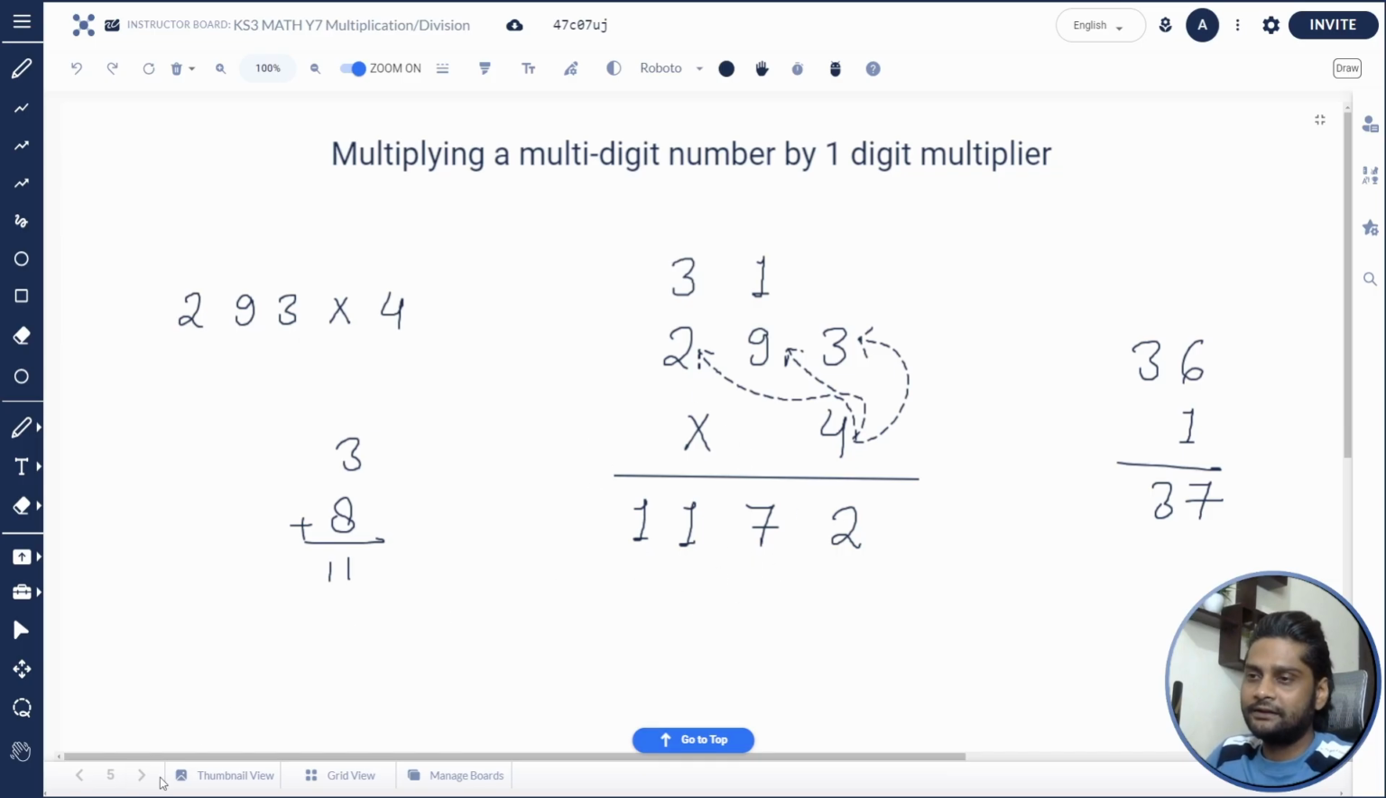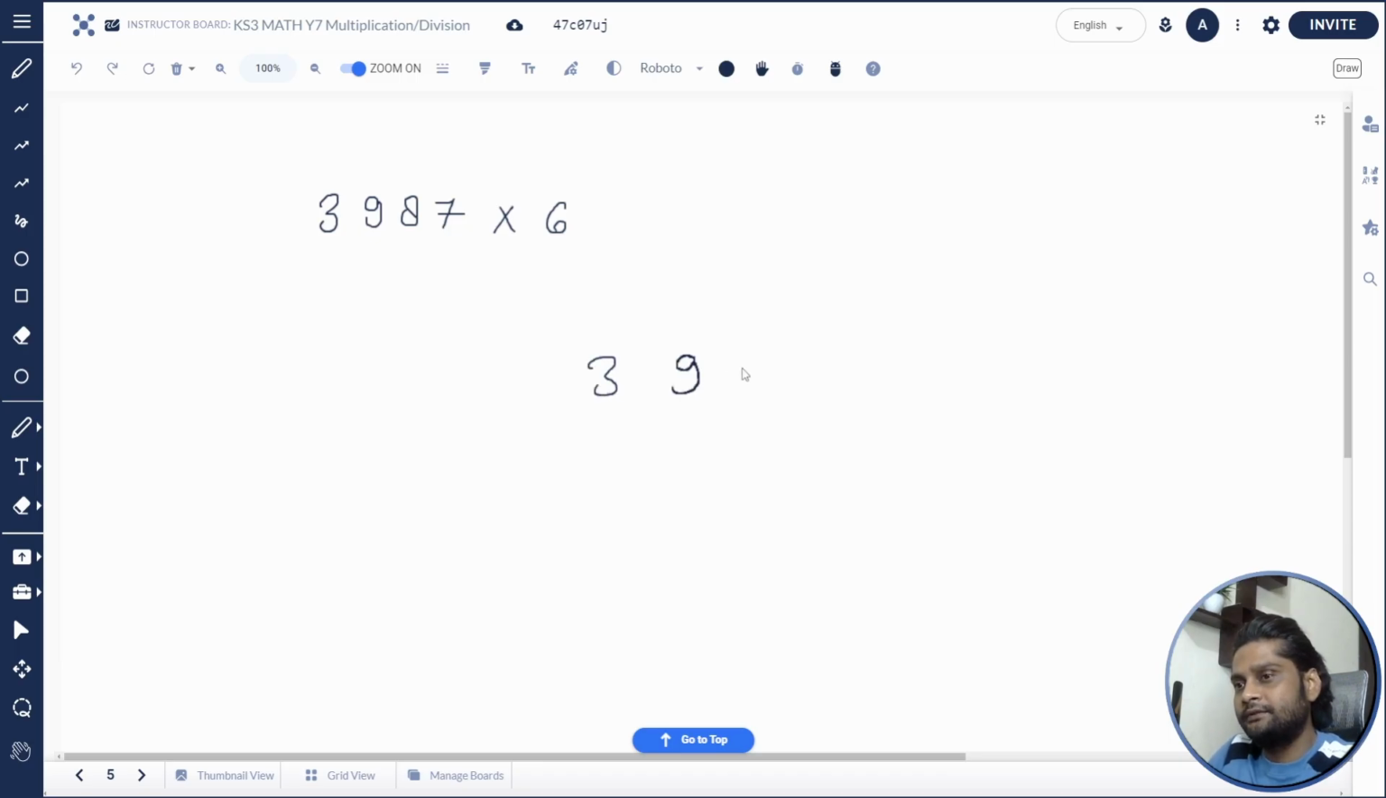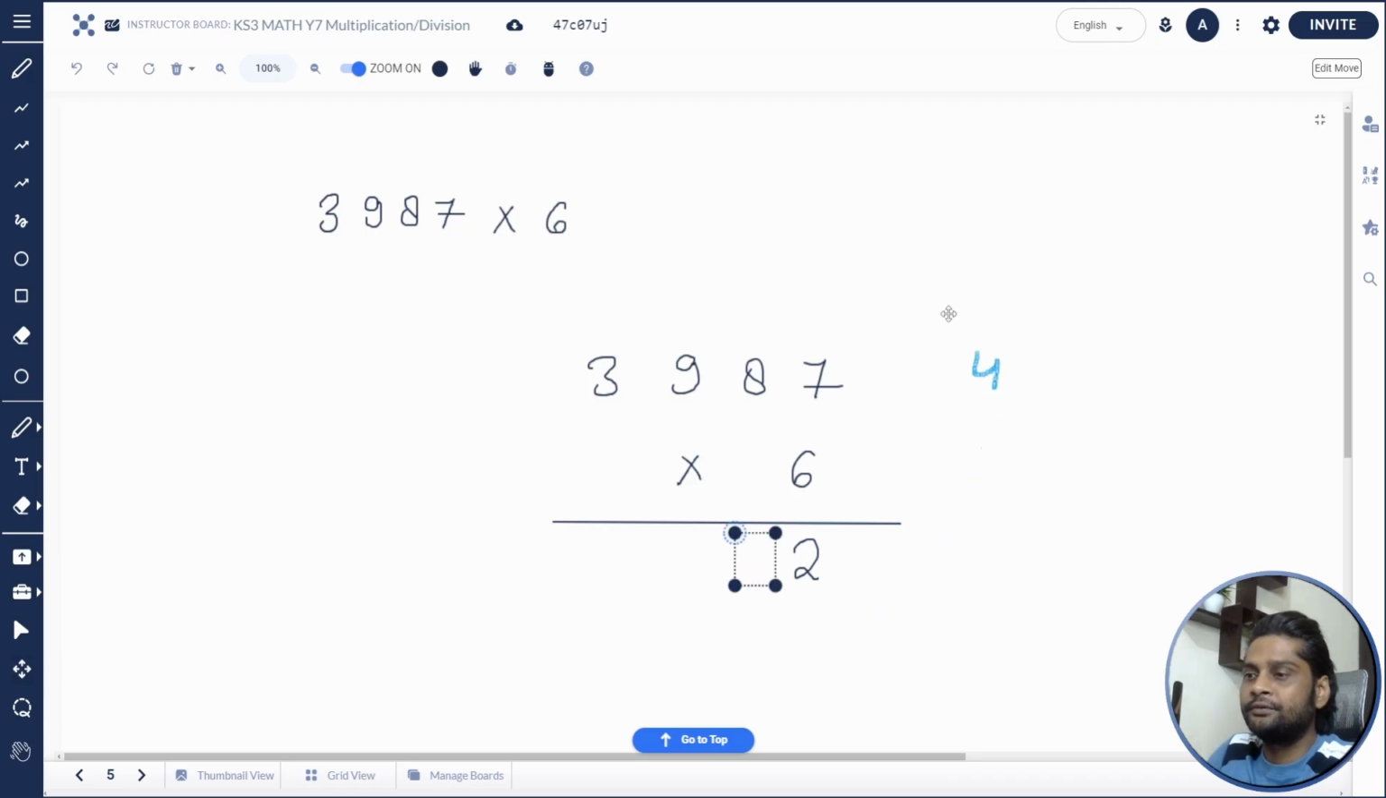Let's continue with the next example. We again have a single digit number here, so let's write it on the bottom. We have 3, 9, 8, 7, and then we rewrite the numbers here. So we first of all have to start multiplying 6 to the ones digit. So 6 times 7 is 42. We don't have to write 42 here, just because this 4 is supposed to get carried to the next number here. And now we multiply 6 times 8.